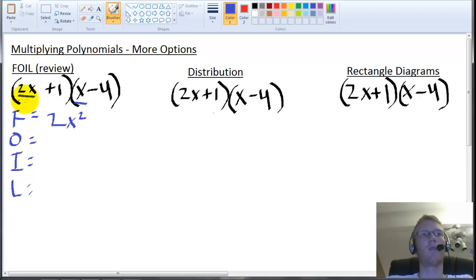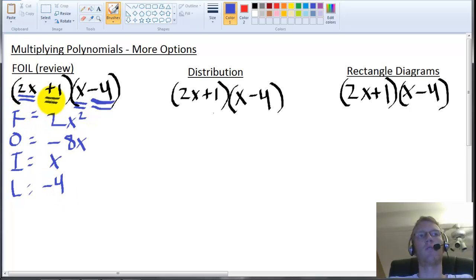Outers is going to be the 2x and the 4. So 2x times negative 4. Now you have to be careful because this 4 is negative. That negative sign is attached to the 4. 2 times negative 4 is negative 8, and I've got an x here and no x's here, so I just have x to the first power. Inners is positive 1 times x, so that's just 1x or x. And last is going to be positive 1 times a negative 4, which gives me negative 4.